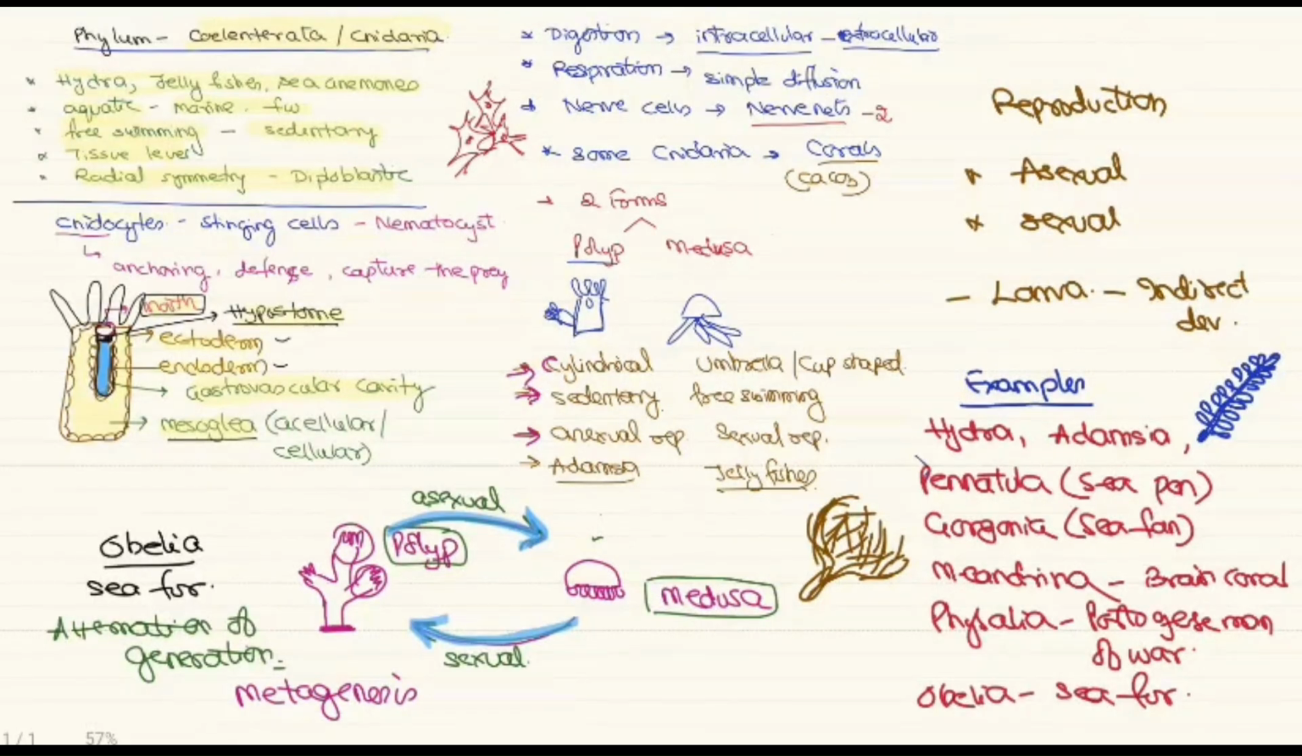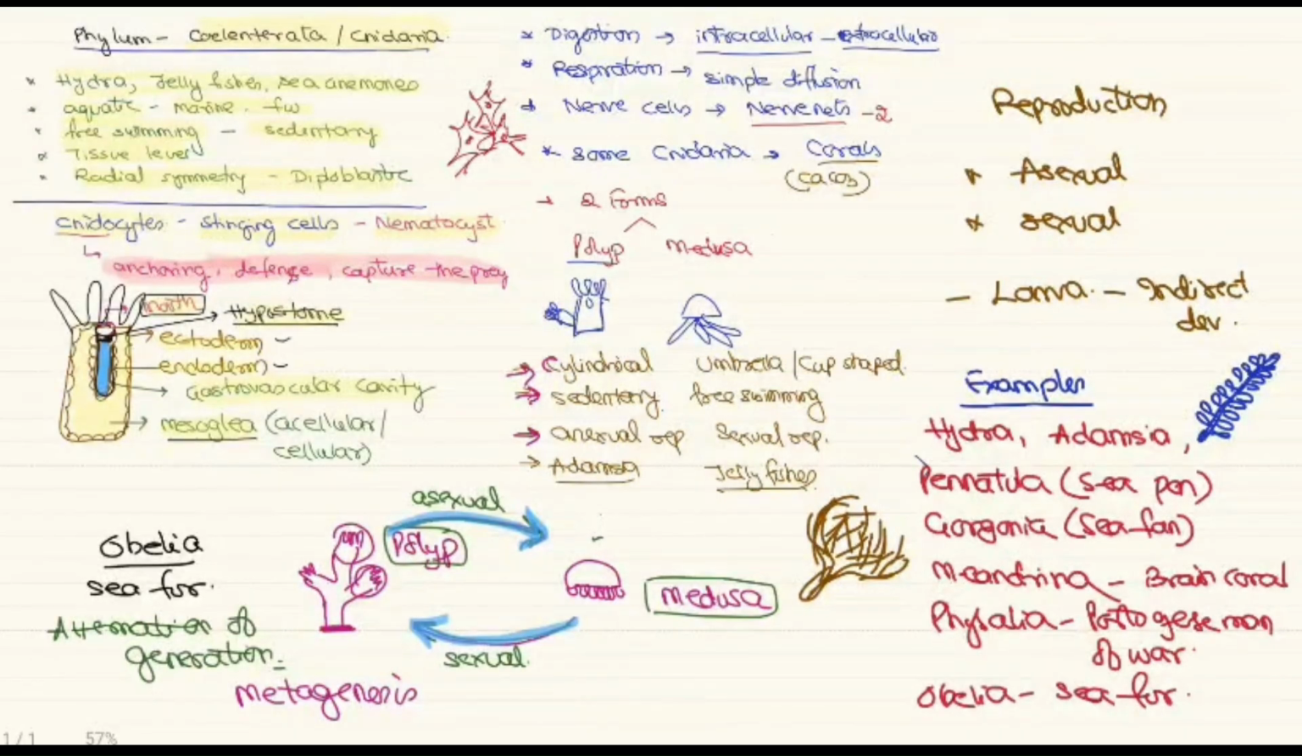Why the name Cnidaria? They have specialized stinging cells called cnidocytes, and this cavity with the stinging cell is called the nematocyst. The use of the cnidocytes will help in different functions like anchoring, the defense mechanism, and the capture of the prey.